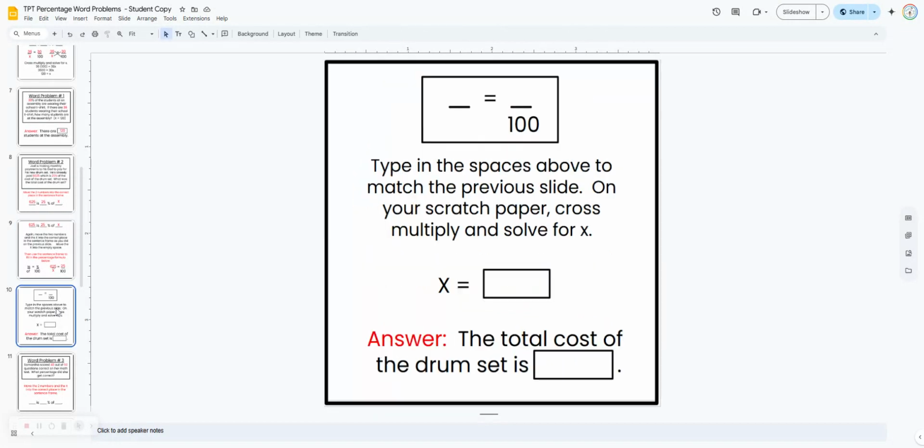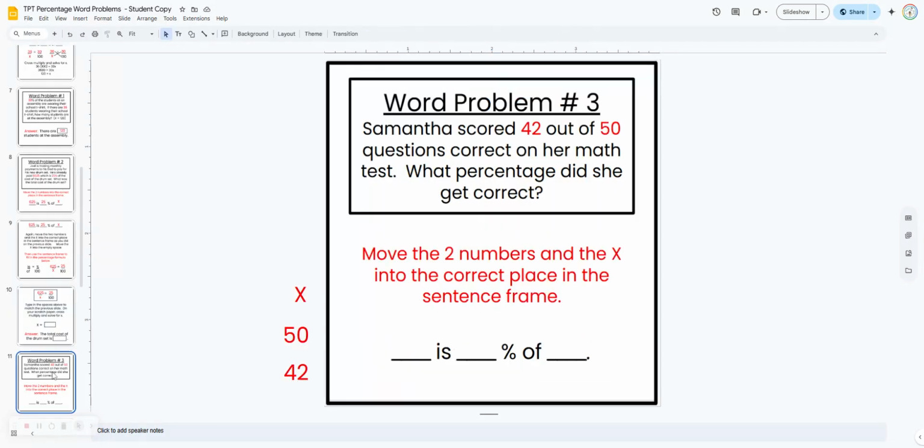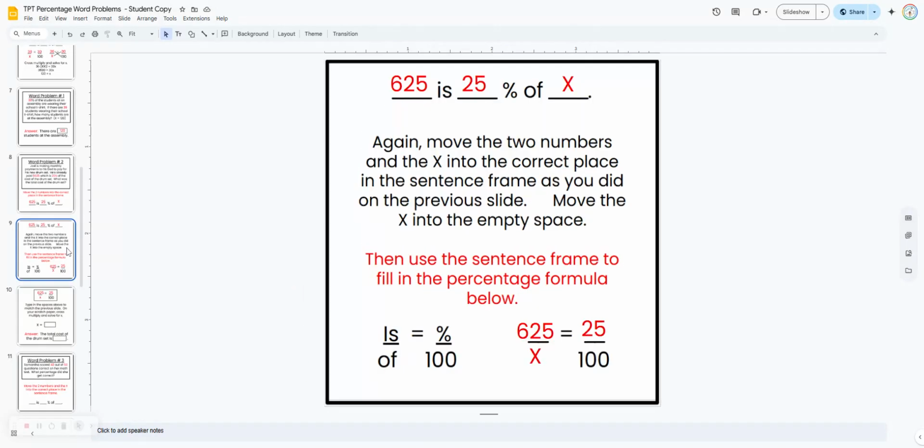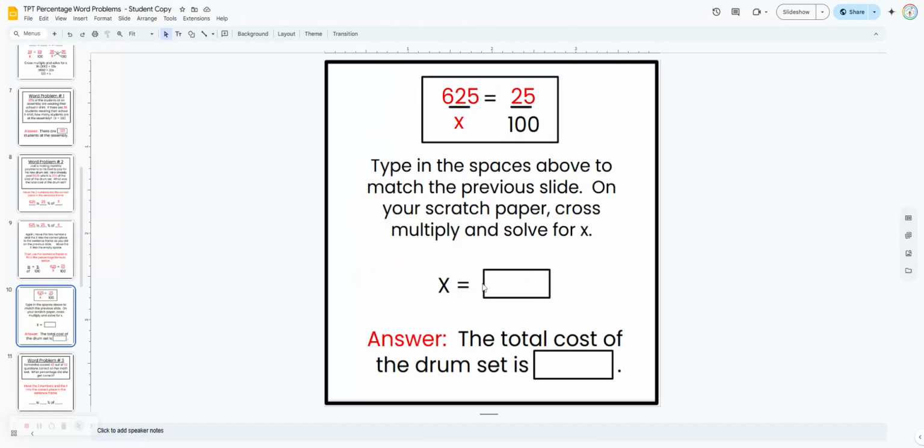So 625 over x. And this time we're just going to type it. 625 over x equals 25 over 100. And I'm just going to go back and make sure that's correct. Okay, that's correct. Now they can use scratch paper here and they can solve for x. So 25 times x equals 625 times 100. If they do the math here, they're going to figure out the answer. They're going to place it here. The total cost of the drum set would be whatever x equals.